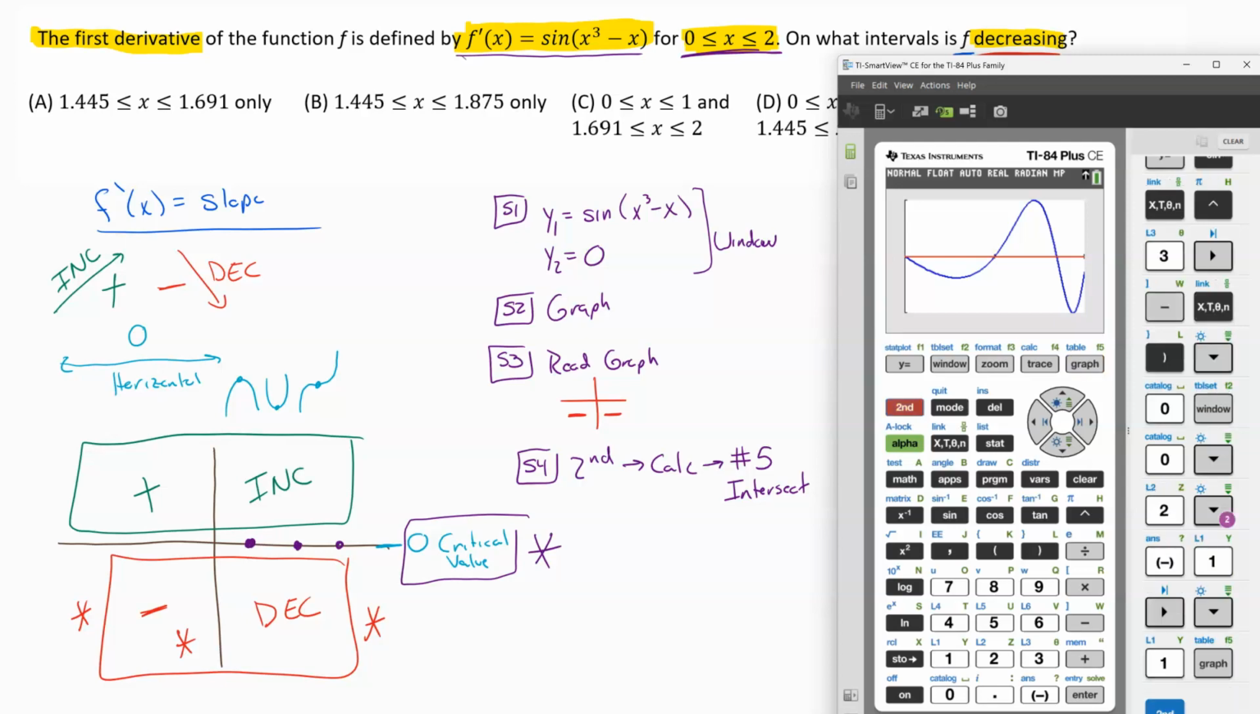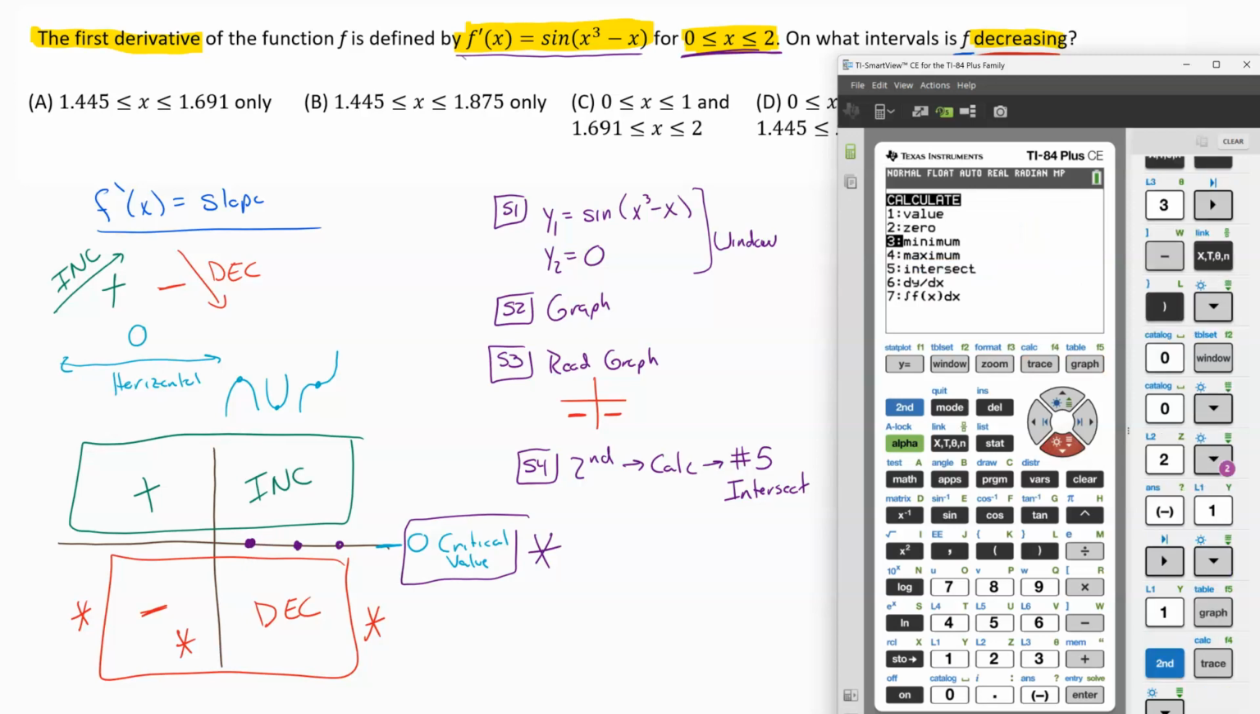I'm going to hit Second, Calc, and then from there I'm going to choose that number 5 option in that menu. So the Calc button is the button above Trace at the very top. I hit enter on intersect. The calculator then asks me a series of 3 questions at the bottom here. The first 2 questions you could always really care less about.